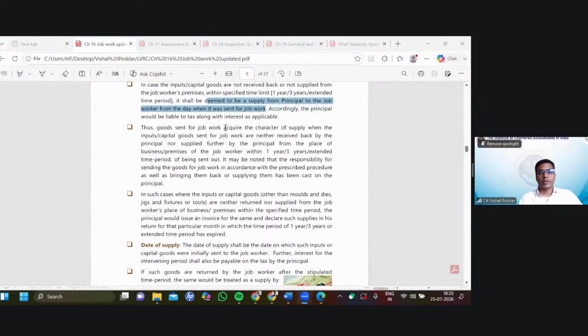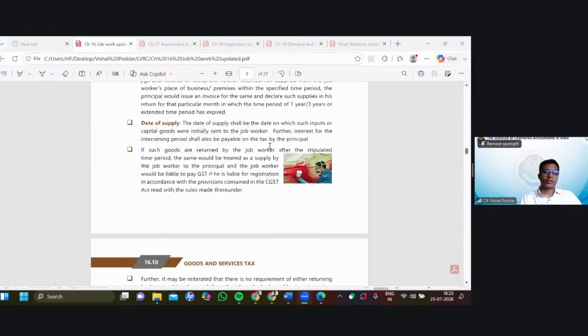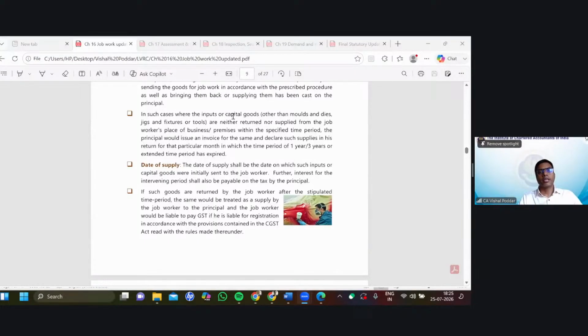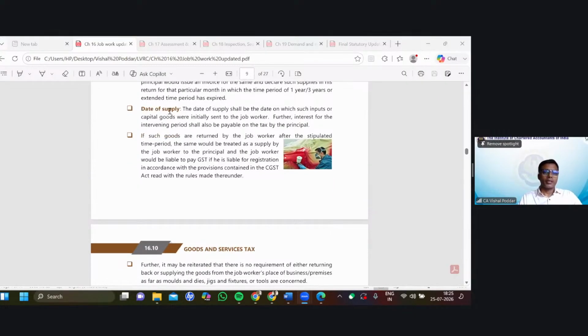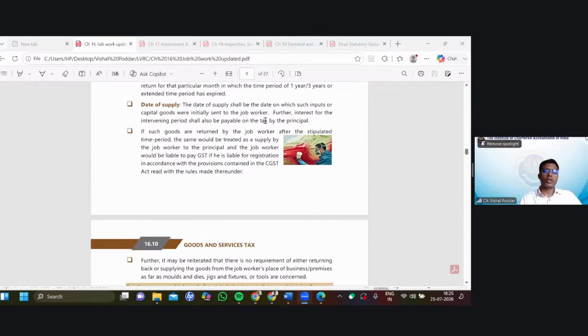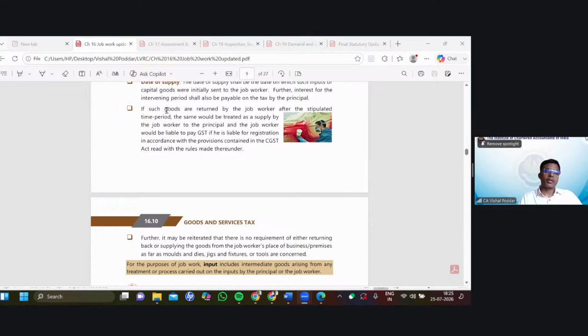The goods sent for job work acquire the character of supply when the inputs or capital goods are neither received back by the principal nor further supplied within the stipulated time of 1 year, 3 years, or the extension. Most important, in such cases where inputs or capital goods are neither returned nor supplied from the job worker's premises, the principal would issue an invoice for the same and declare such supplies in the returns of the month in which this 1 year or 3 years has expired. As I said, the date of supply will be the original date, and hence for this gap you have to pay interest. Now comes the next part.